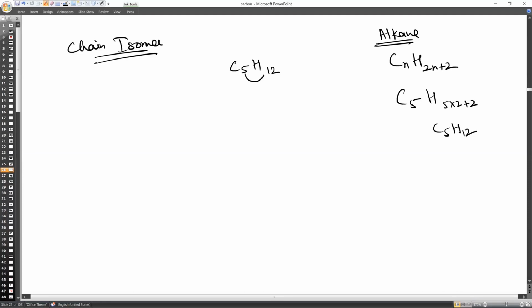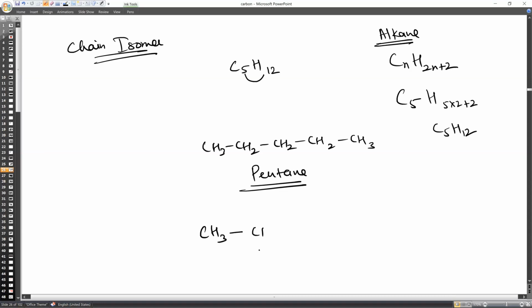C5H12. You can write C5H12 like this: CH3, CH2, CH2, CH2, CH3. You can write it this way, and this is going to be pentane only. You can also write it this way: CH3, CH. You just remove one carbon. First, I'm just writing the carbon only. It's 4 in the main chain, and you take one branch.